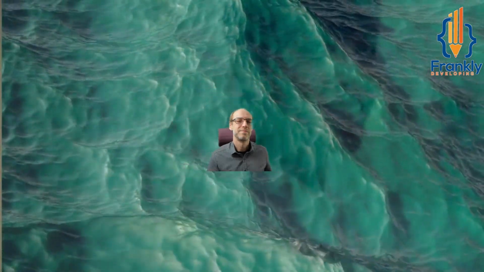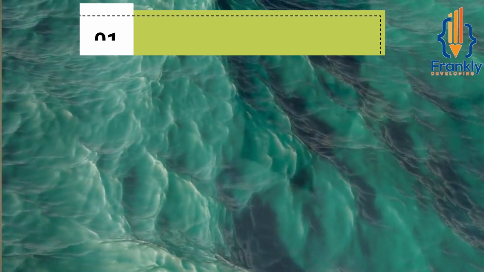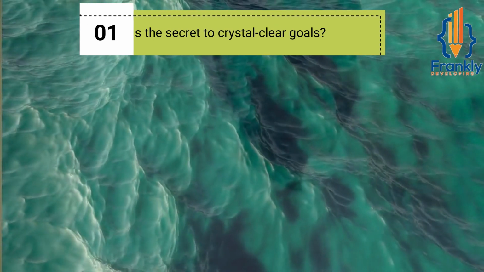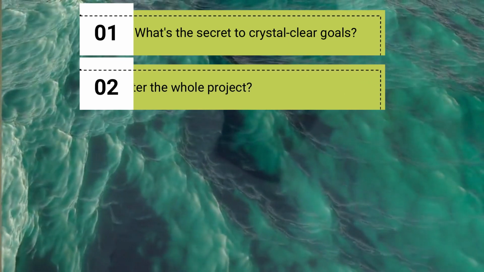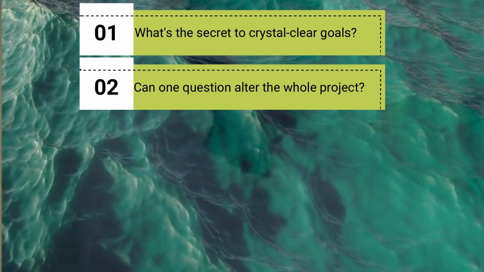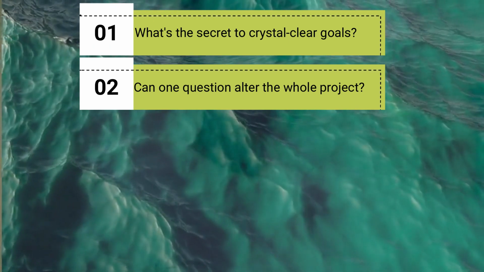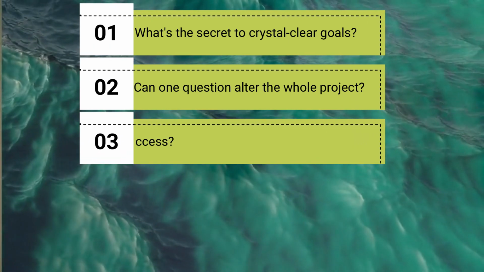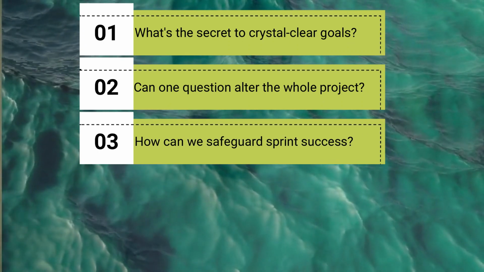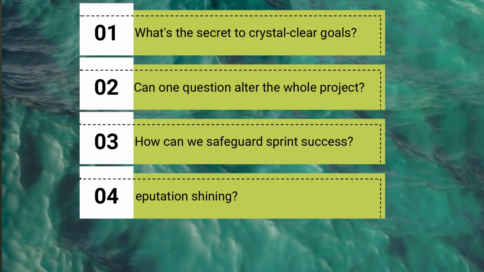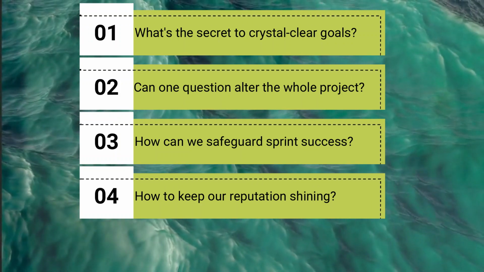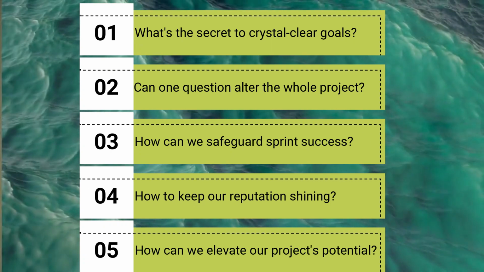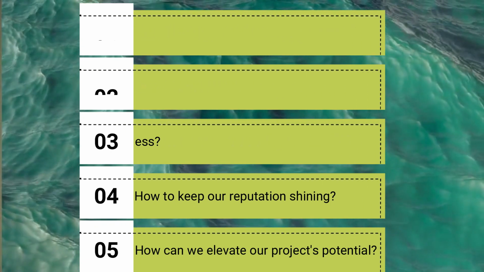Let's take a look at those challenges most of us face. Challenge 1 is, how do we set our crystal clear goals so we know what to aim for? Next, we're always looking for this question that significantly alters our project's trajectory. The third challenge is, how do we ensure that our sprint is successful? And what strategy do we use to make sure our team's reputation is shining? And finally, we're all looking for a way to elevate our project's potential.